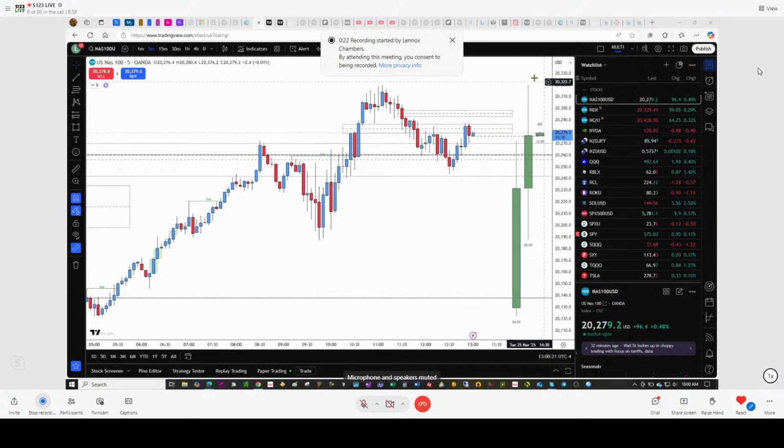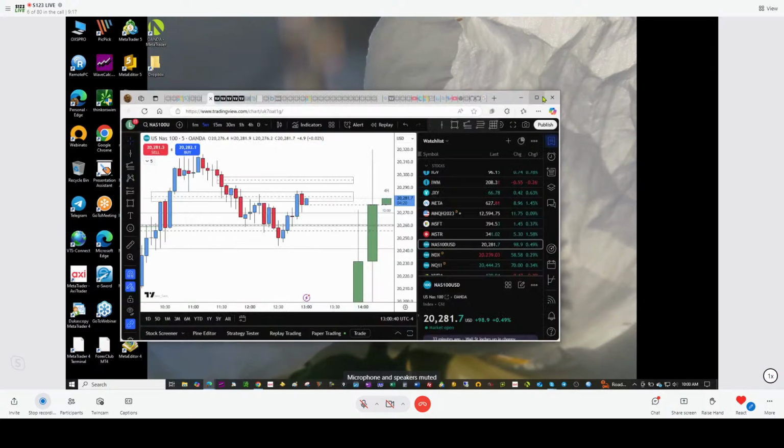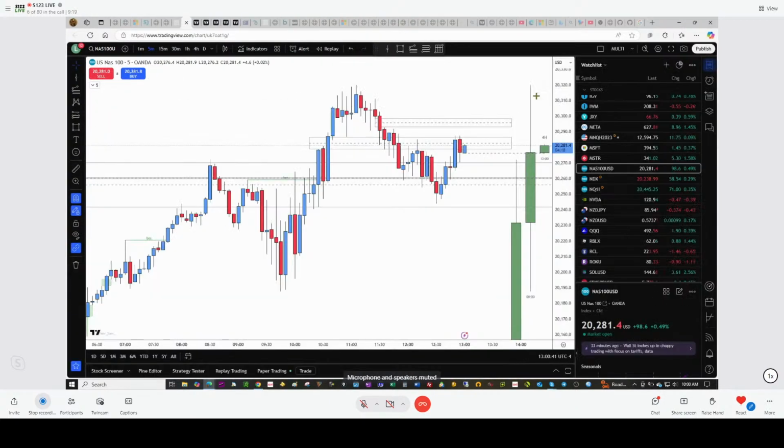Let's see, I think I'm on the wrong chart here, I think I'm on the wrong screen. I'm just going to double check to make sure. Yes, I am. Okay, so I'm going to switch my screens because this one is not the correct one. I'm going to take this one over, bring this one over. This is the one I really want to be on. There we go. Okay. And I'm on the NAS.